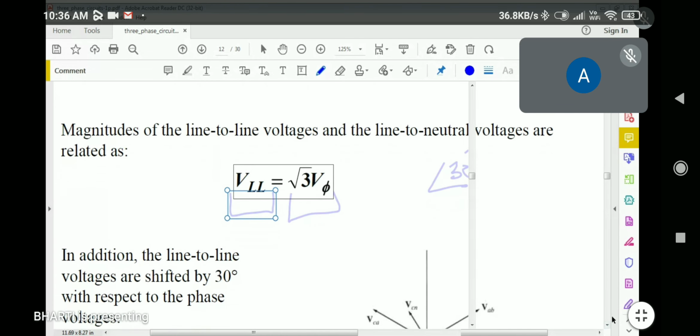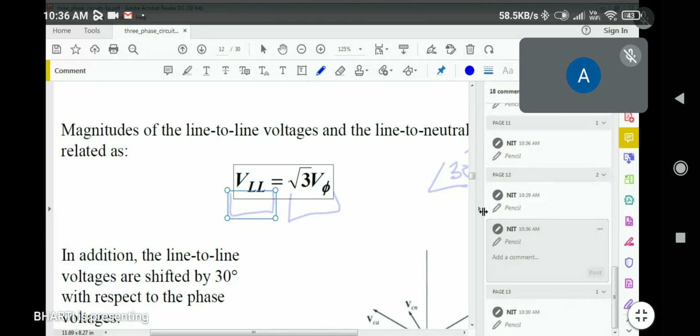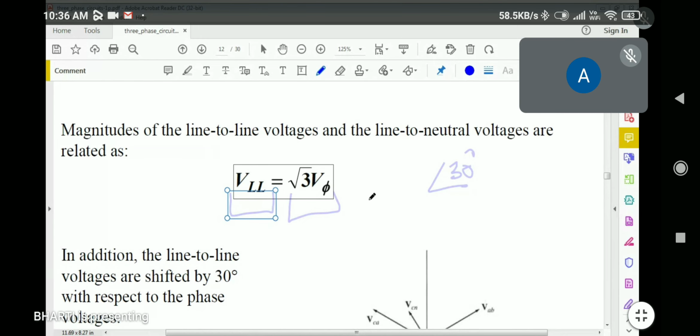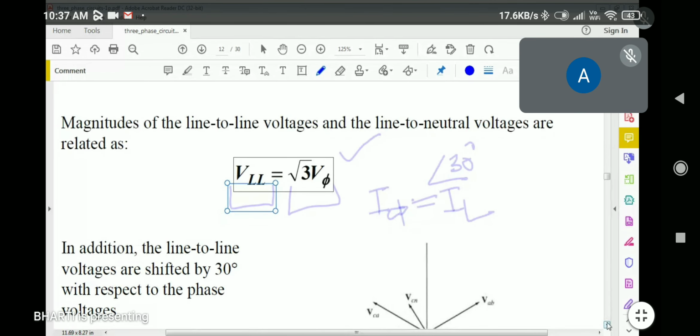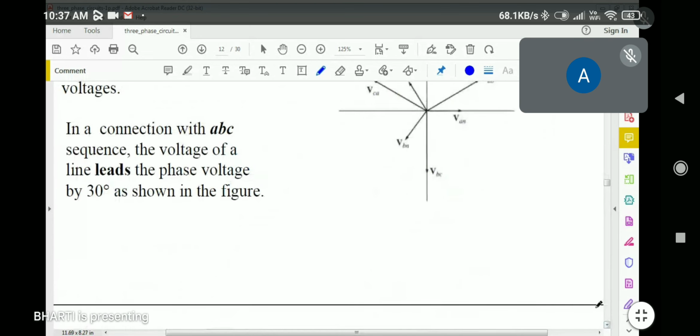Is it clear to everybody? So you need to remember this. In case of current, in case of this star connected, IP is equal to IL, or we can say I phi is equal to IL. But in case of voltage, VL is equal to root 3 times V phi. Clear? तो ये magnitude था.